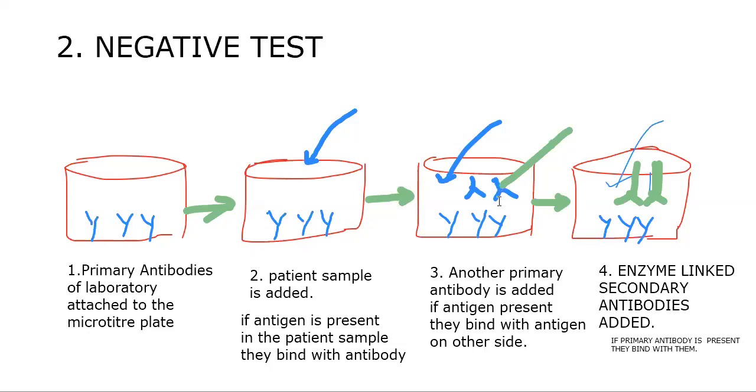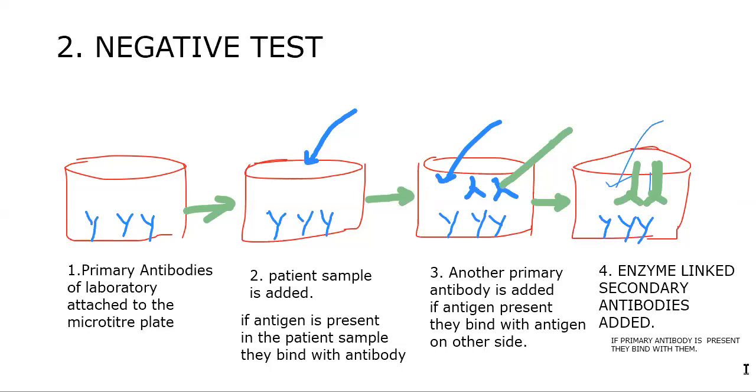Okay, next, another primary antibody is added. When we add another primary antibody, if antigen is there, they may bind. But if there is no antigen, they can't bind. So why can't you see this blue one again in the next diagram? You need to understand. When we absorb the free fluid, they go because they are not attached to anyone in the plate. That's why they go. Then enzyme linked secondary antibodies are added. If there is an antigen, the primary antibody may attach to the antigen. If primary antibody is there, the secondary antibodies may attach with the primary antibody.